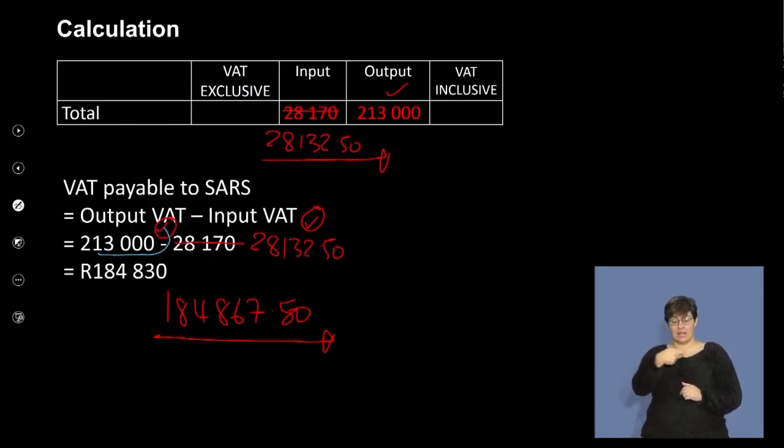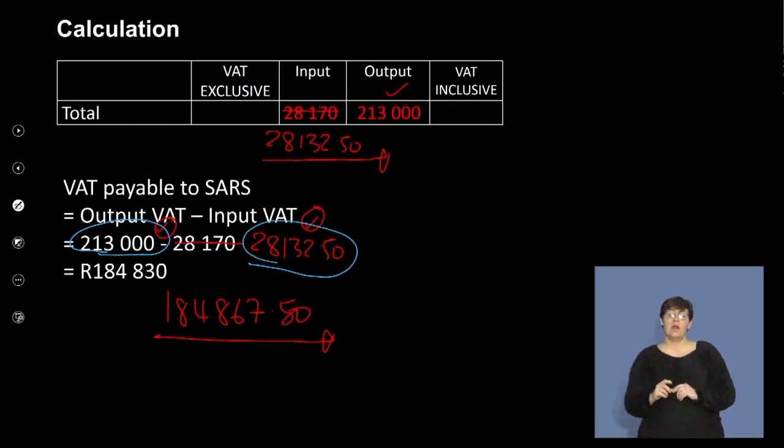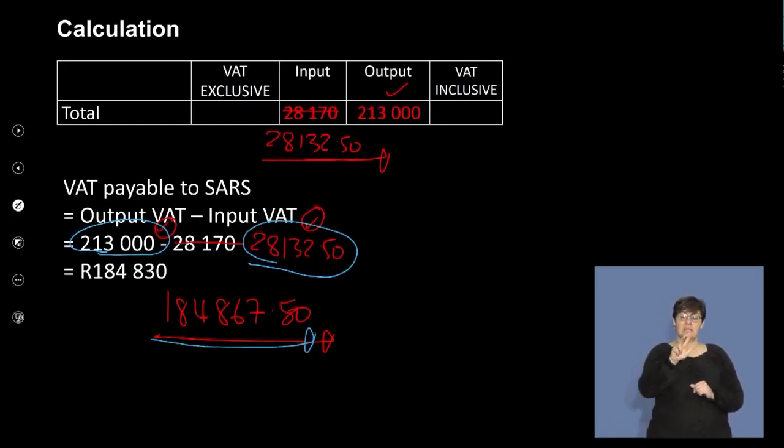Clearly you can see it's your 213,000 minus the 28,132.50 to give you a final figure of 184,867 Rand and 50 cents. So the amount is payable to SARS.